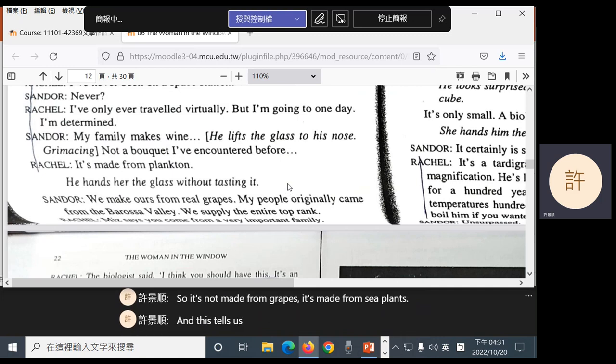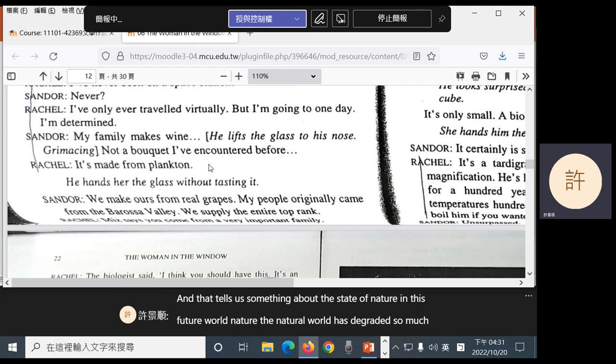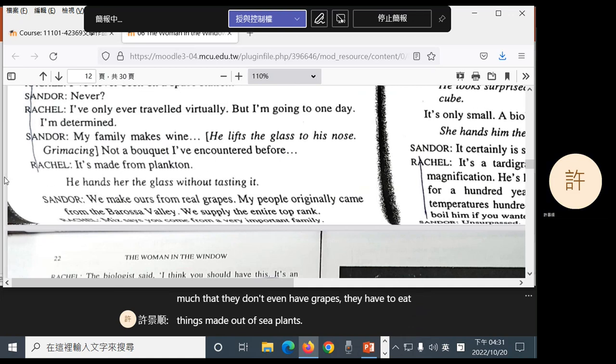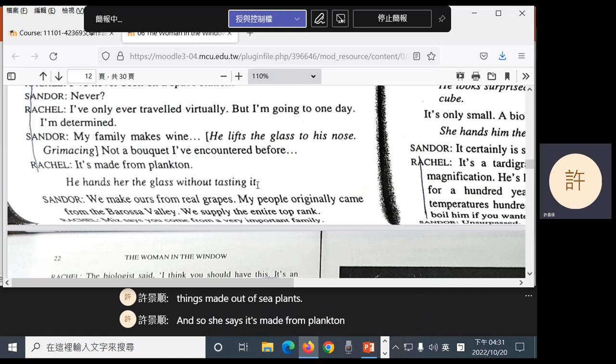And this tells us that maybe this world either doesn't have grapes or grapes are very valuable and ordinary people do not have access to grapes. The one thing that ordinary people do have access to is plankton, which is something that today we do not think is valuable enough to eat. Usually plankton is eaten by fish. And that tells us something about the state of nature in this future world. Nature, the natural world, has degraded so much that they don't even have grapes. They have to eat things made out of sea plants. And so she says it's made from plankton. He hands her the glass without tasting it. So this fact makes him not want to drink the wine.